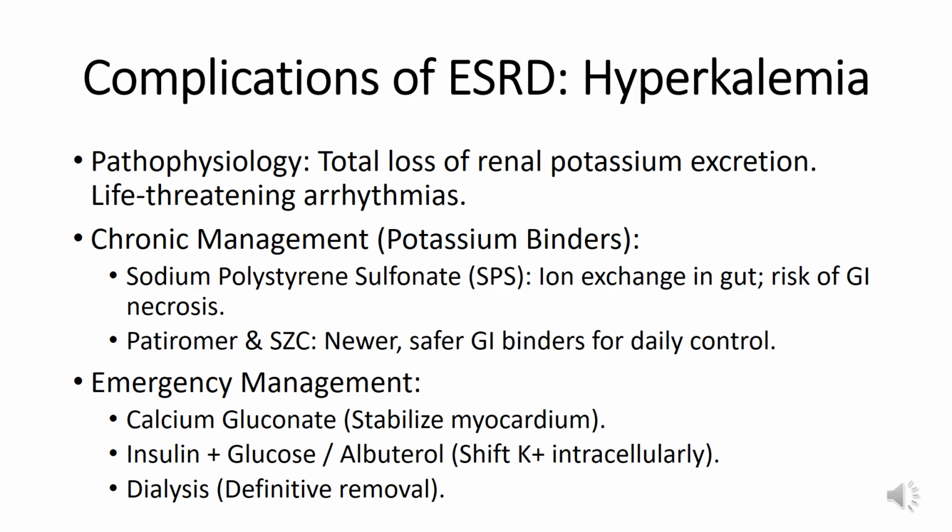Next, potassium must be shifted from the bloodstream into the cells. Insulin combined with glucose is highly effective for this purpose. Insulin drives potassium into cells, while glucose prevents hypoglycemia. Nebulized albuterol can also help. By stimulating beta-2 receptors, it promotes intracellular movement of potassium. This provides an additional temporary reduction in serum potassium levels.